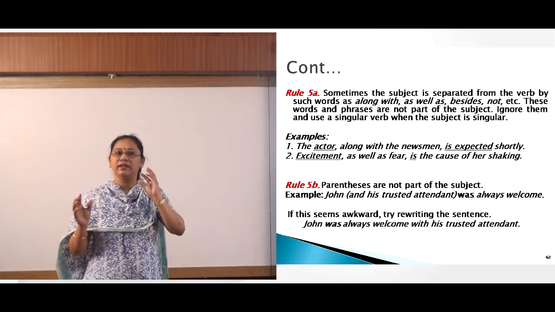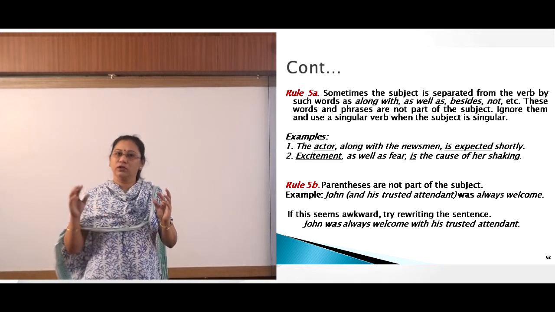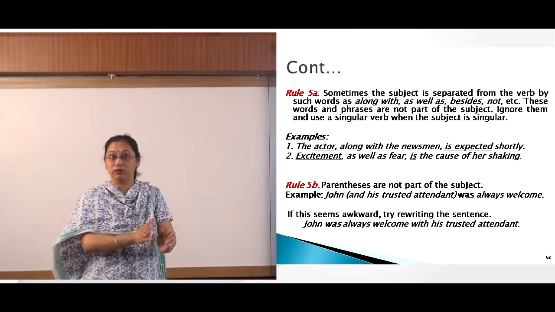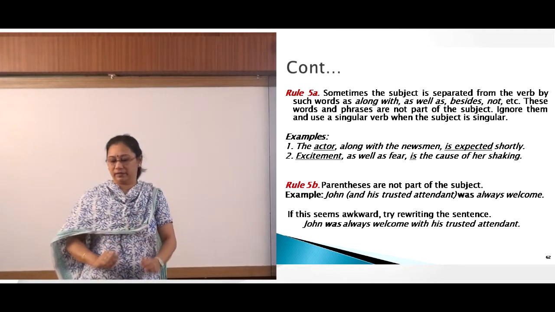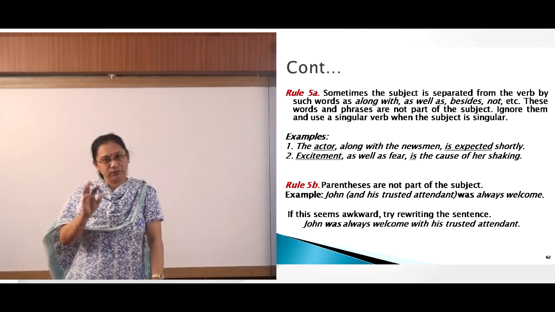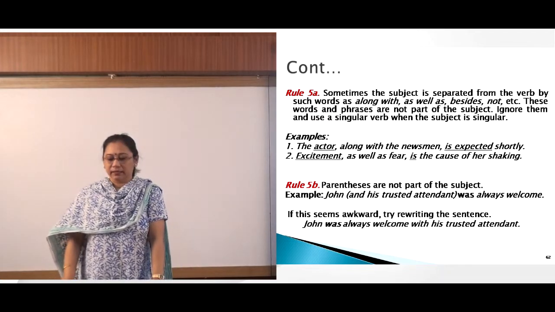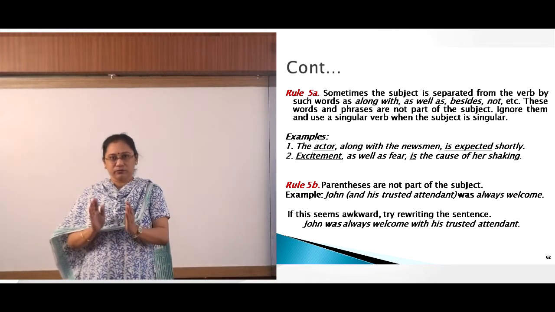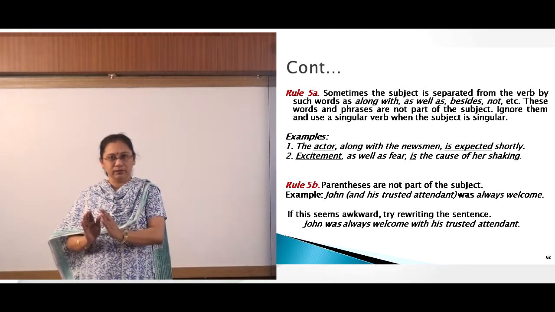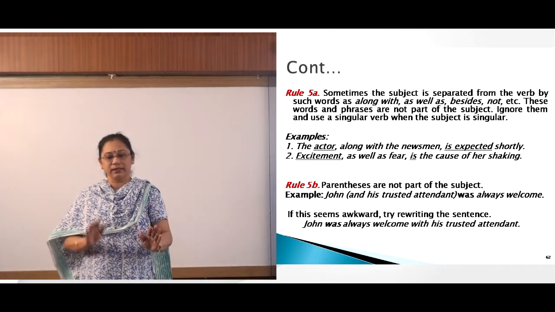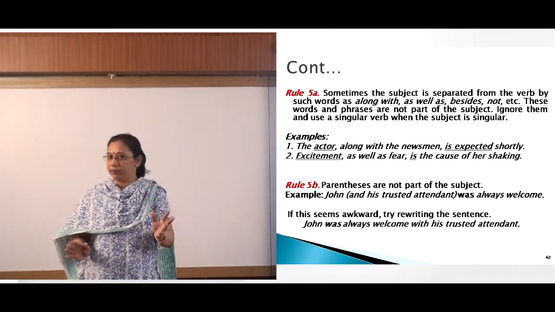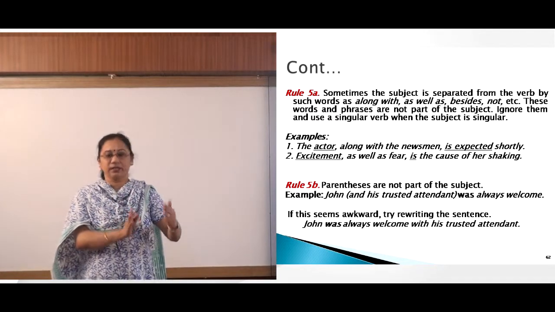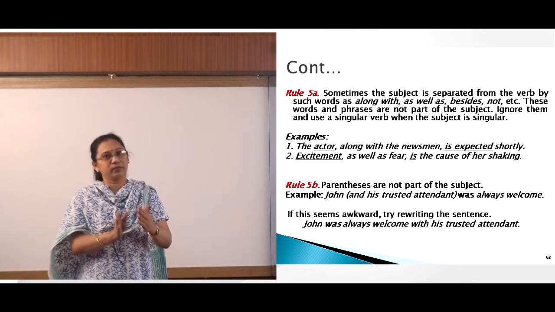Then what will happen is, if you have identified the subject by removing these words, your verb will actually fall in place with the subject. Once you have identified whether it is a singular or plural form, you will be able to identify them by removing these words or phrases. For example, the actor along with the newsman is expected shortly. Now, if I were to remove this group of words, along with the newsman, what remains in my sentence? The actor is expected shortly. Only one person and he is expected shortly. So my verb is related to my subject, the actor. That is how you should be reading this sentence.